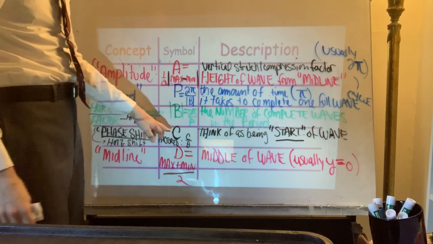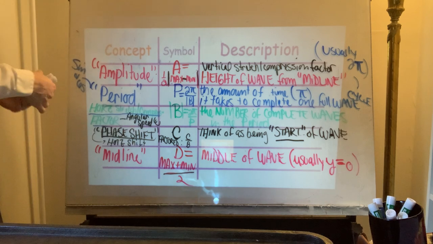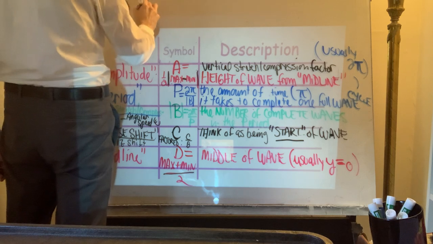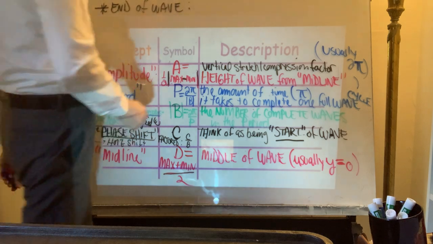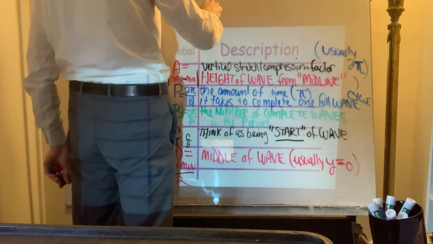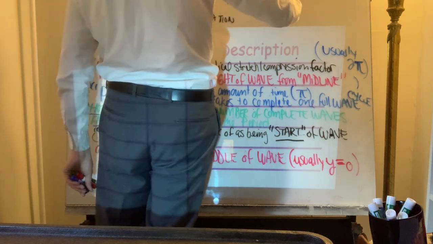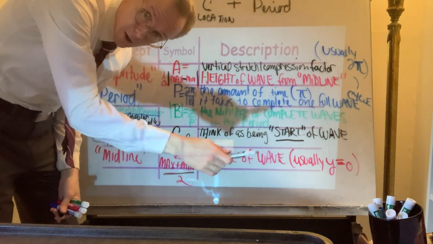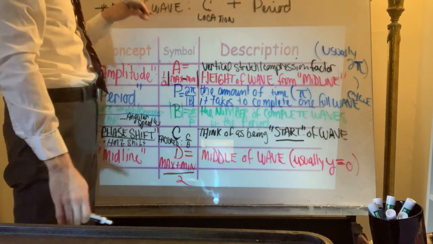The start of the wave is the C value, right? If in theory you wanted to find the end of the wave, in theory, that would be the C location plus the period. So whatever you calculate the period to be, if this is where you're starting, the period is how long it takes for the wave to complete in terms of pi. That should give you the end of the wave in theory.